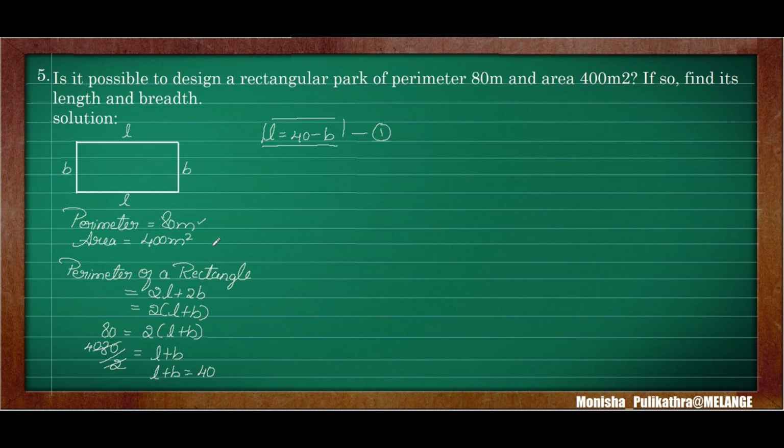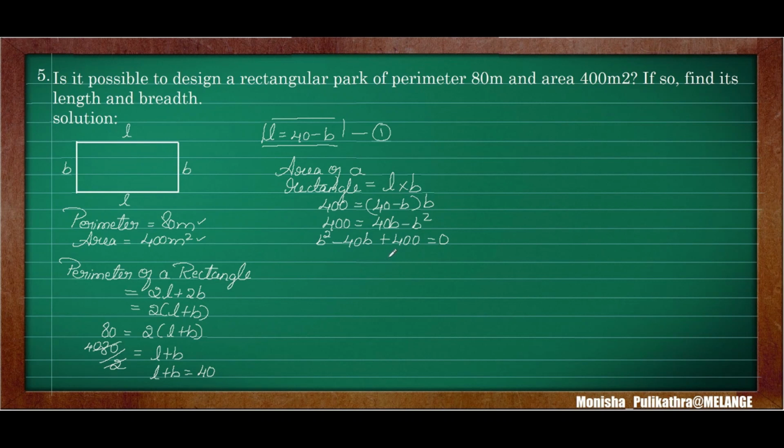Okay, so next, after perimeter, is area. The area of a rectangle is equal to length into breadth. Here area is given as 400 meter square, is equal to length, and the equation for length is 40 minus B, into B. So 400 is equal to 40 into B, 40B, minus B into B, B square. Okay, so I will be shifting this B square to the left hand side. It will become plus B square minus 40B plus 400 is equal to 0.